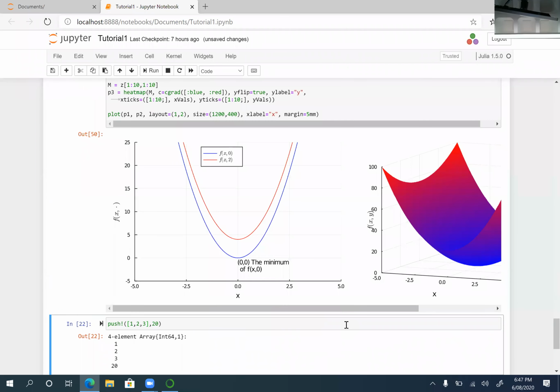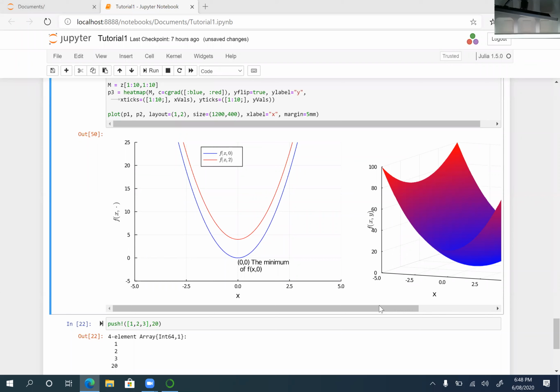And it's still running. Okay, but what we have here on the left, with labels, we have f of x comma 0 and f of x comma 2. So these are the two cross sections that we talked about earlier: when y is equal to 0 in blue and when y is equal to 2 in red. And let's have a look at the three-dimensional surface on the right.